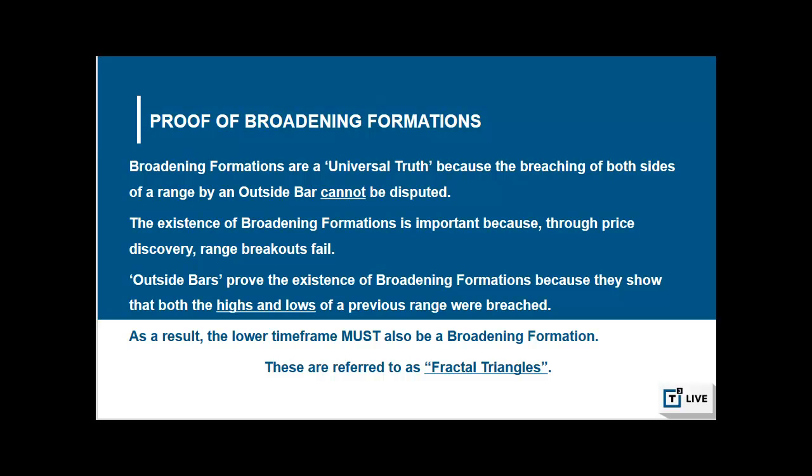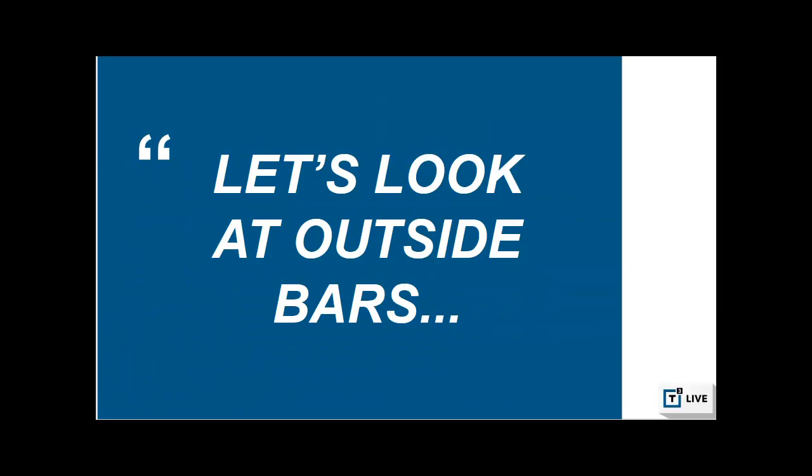As a result, the lower time frame must be a broadening formation, and that's what you'll hear me call a fractal triangle. Right? So if you have an outside bar, which took out both sides, from a visualization standpoint, you won't see the triangle, right? But we know it's there. Therefore, we can take it down to a shorter time frame to identify the triangle, the fractal triangle. But the outside bar tells us that it's there. So once again, let's look at outside bars.